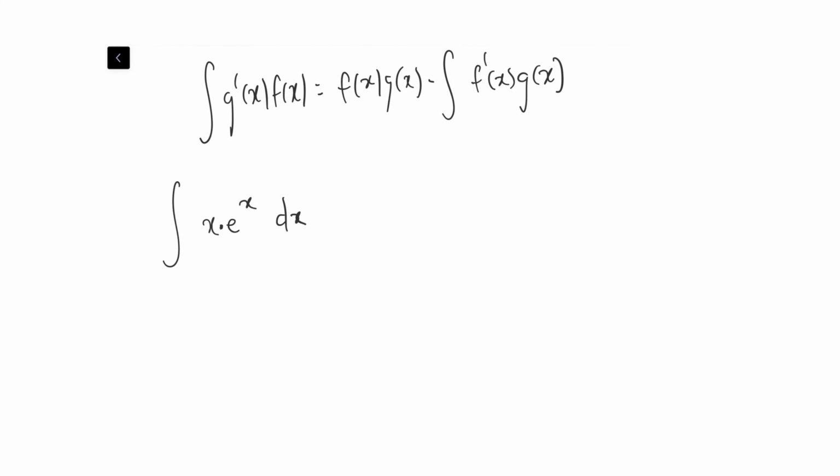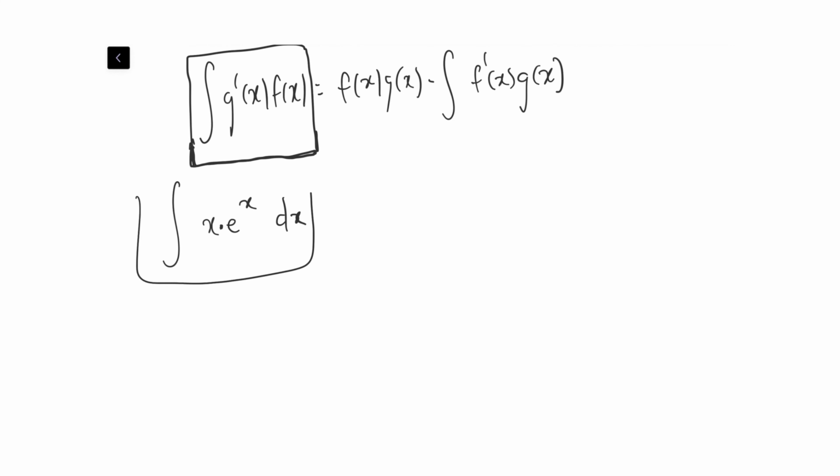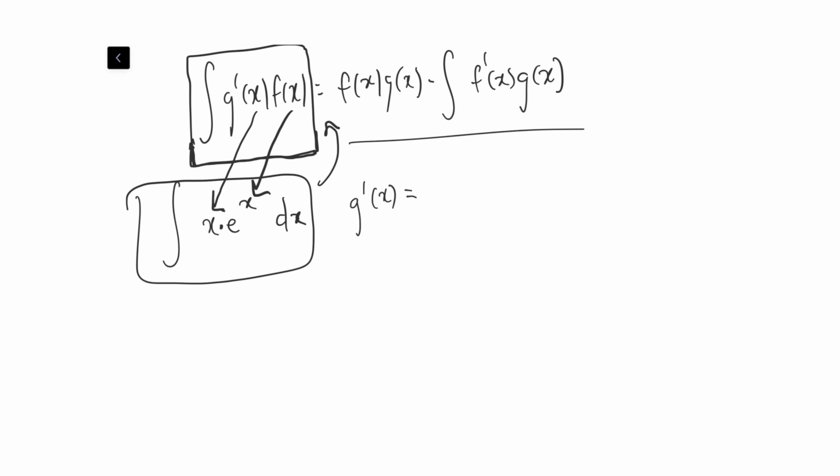Okay, so let's use the equation above. There are two ways to use the equation. Now the first way is by saying that our problem here matches this. That means we would let g prime of x be x and f of x be e to the x. Okay, how do we use this formula? Well, we said g prime of x is equal to x and f of x is equal to e to the x. Now, to use this formula, we need our f of x, we need the g of x, and we also need f prime of x.